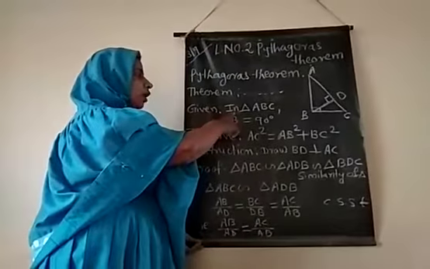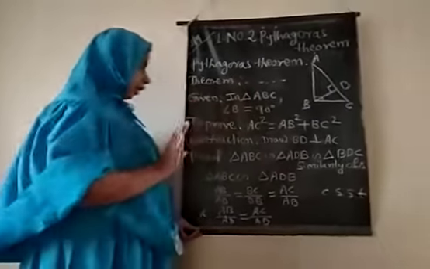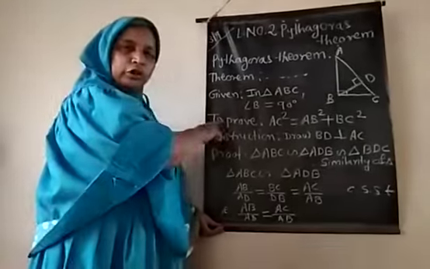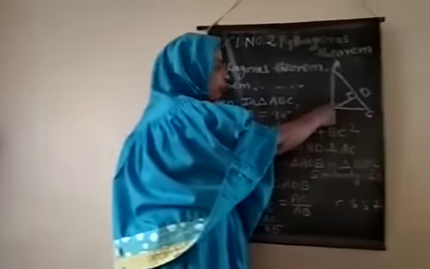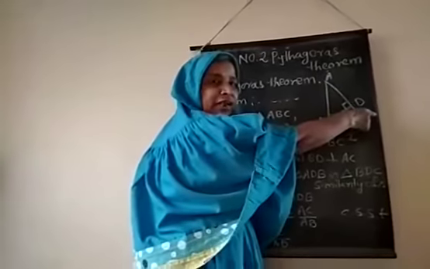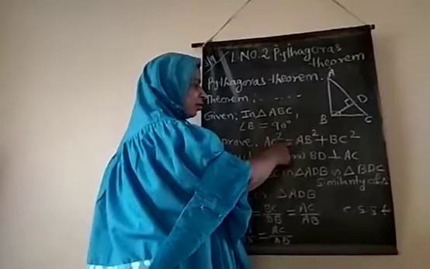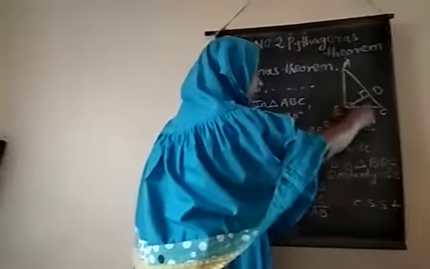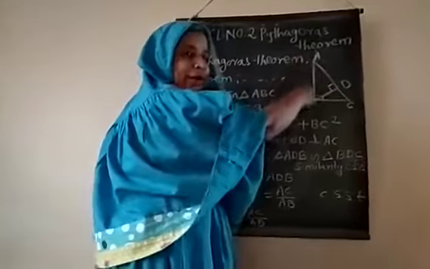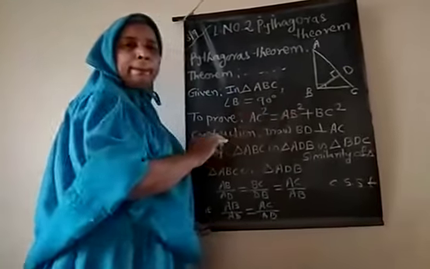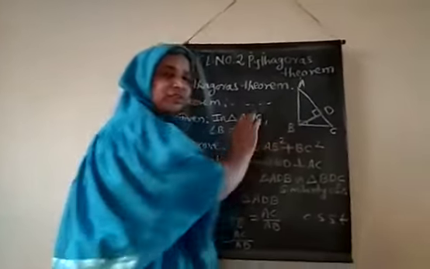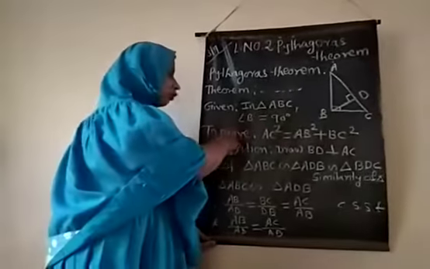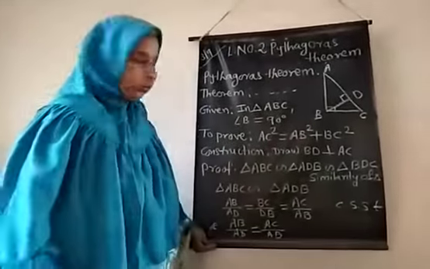So given is only that angle B is 90 degrees, and we are going to prove AC square. AC is the hypotenuse because angle B is 90 degrees. So the side opposite to angle B is the hypotenuse. So hypotenuse square is equal to AB square plus BC square, that is the sum of the squares of the perpendicular sides, side 1 square plus side 2 square. So side 1 is AB square, side 2 is BC square. So this Pythagoras statement we are going to prove.